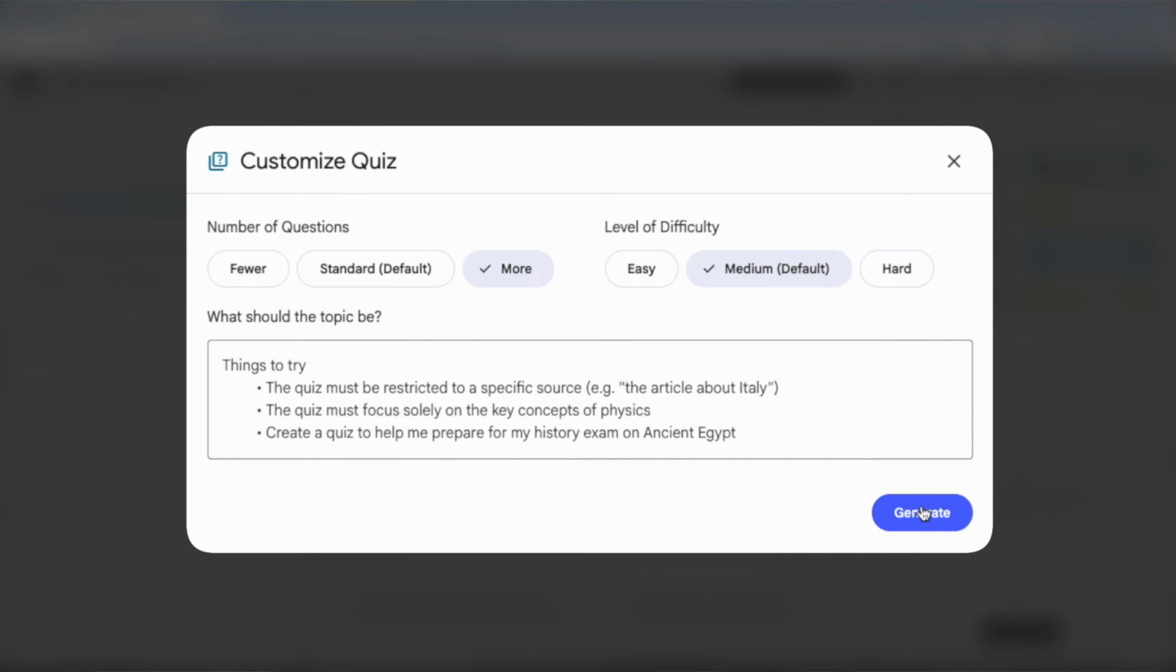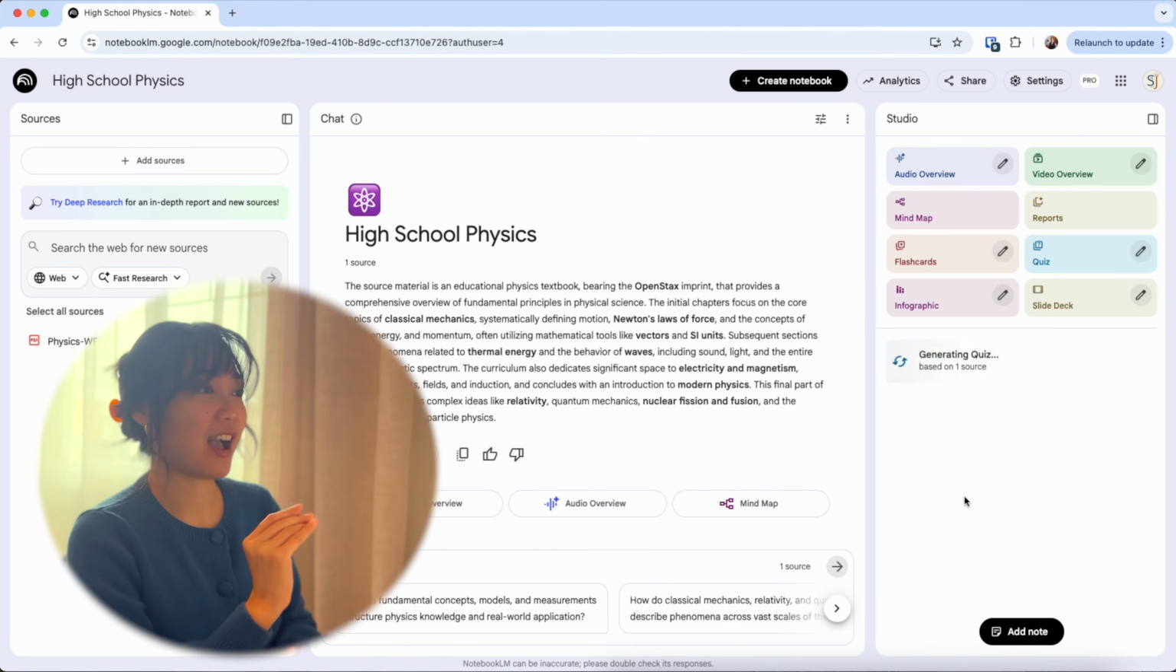But first, what's my current level? By the way, I know there's such a thing as spaced repetition, but I just really want to see what's possible here. Now I'm going to take this quiz.